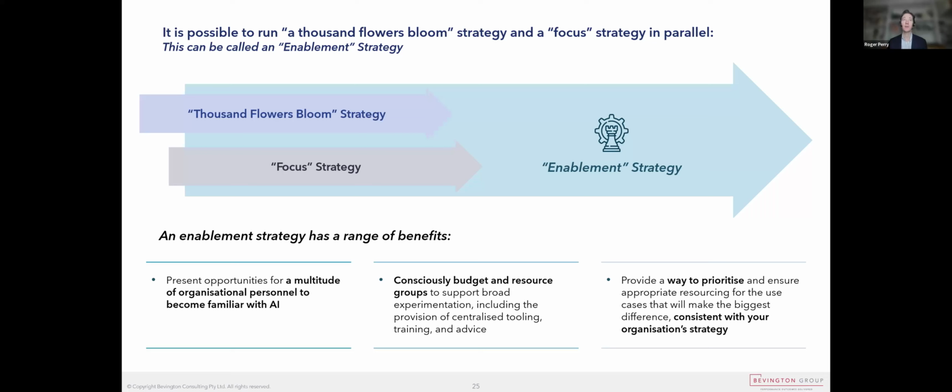So let's finish off with an observation on the alternative strategies. There are some unfocused strategies, and we call them the thousand flowers bloom. This particular strategy of allowing everybody to have a go does actually have some benefits, and the benefits relate to enablement. In other words, having people become familiar with AI. But if we can't fund them all, there's a potential also to create disappointment and drive people more quickly into the disappointment part of the cycle.